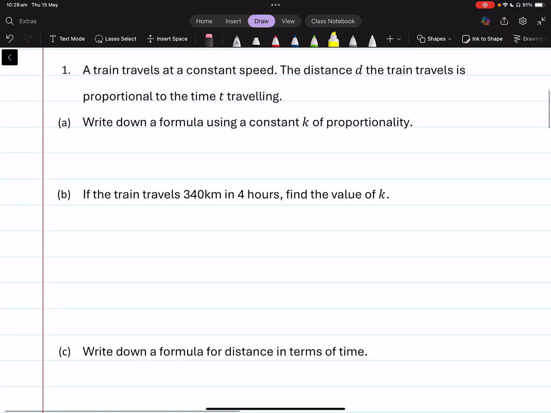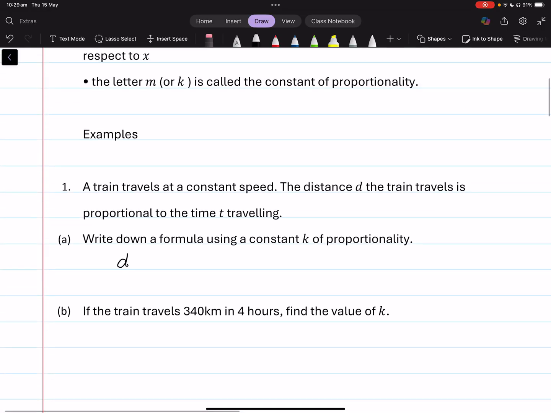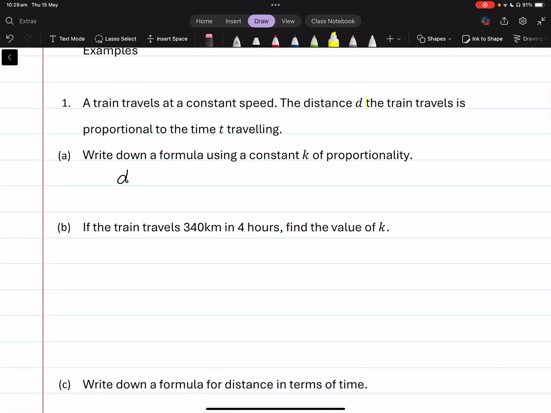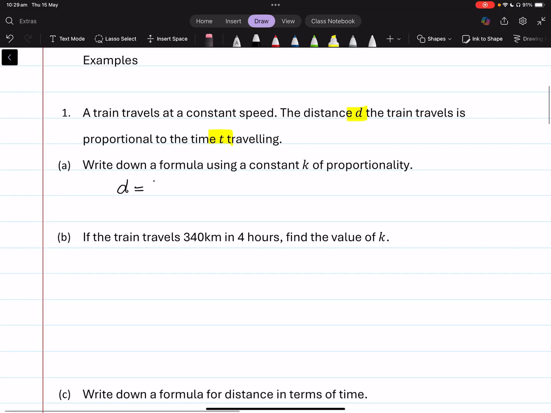A train travels at a constant speed. The distance d the train travels is proportional to the time t traveling. Write down a formula using a constant k of proportionality. Okay, big word, but all it's saying is write down the equation, and we know that the distance, you'll notice back in the question here, I'll highlight it, the distance is d and the time is t. There are two variables. So the distance is equal to k times time. D equals kt. We've used the constant k that they've asked us to.